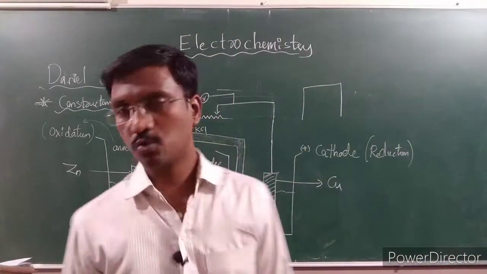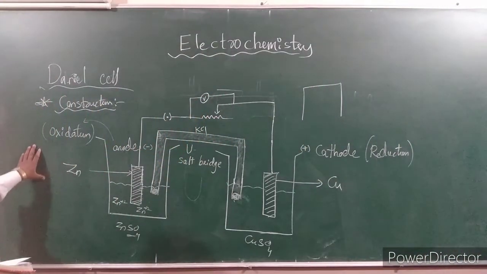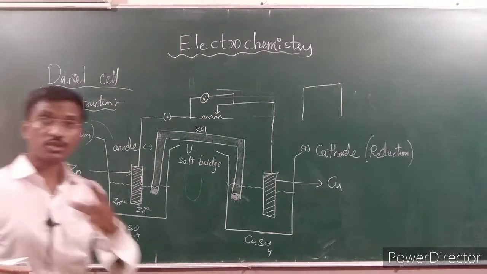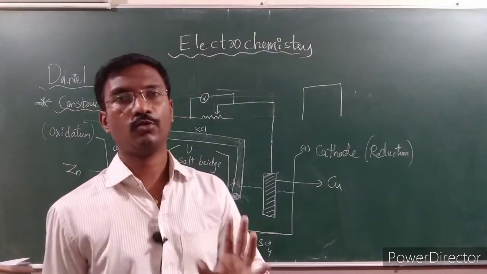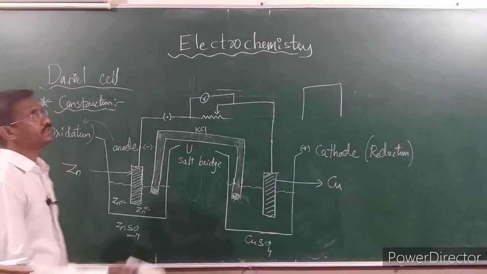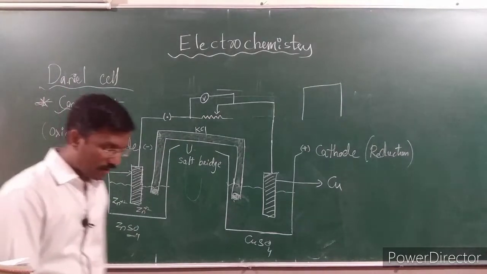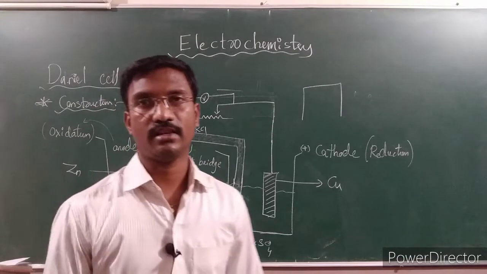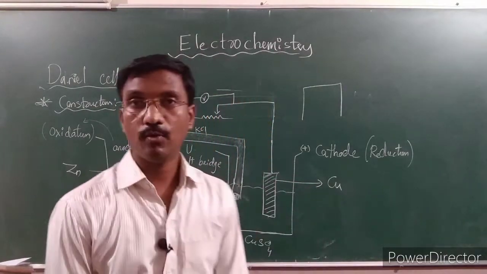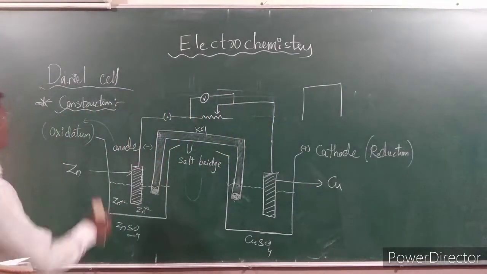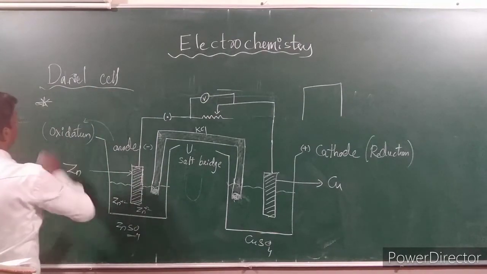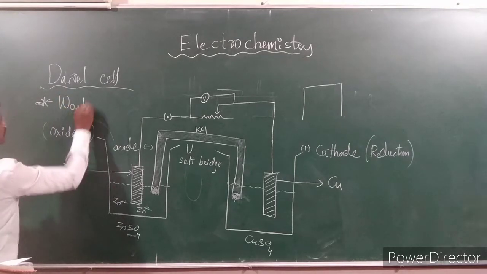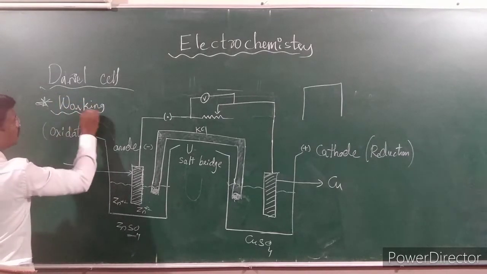Now we are going to explain the working of Daniel cell. Probably they will not ask you the construction of Daniel cell; I have observed it very rarely, not in the annual exams. In the model question paper it was there: explain the construction of Daniel cell. In the annual exam, they didn't ask about the construction, but they asked about the working. Explain the working of Daniel cell. How does this Daniel cell work?